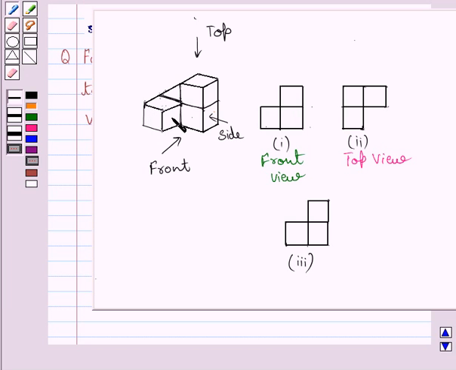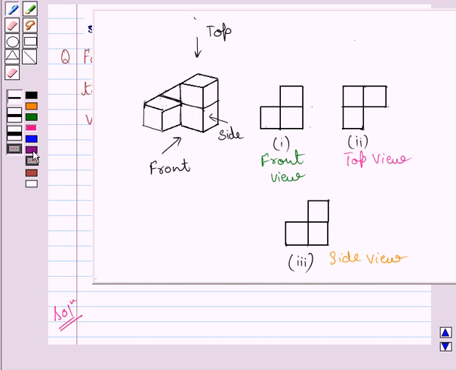Now if you see this solid from the side, then you are able to see this square and this square. So, the third figure represents the side view of the given solid. Clearly you can see these two squares represent the side view of these two squares and this square represents the side view of this square.